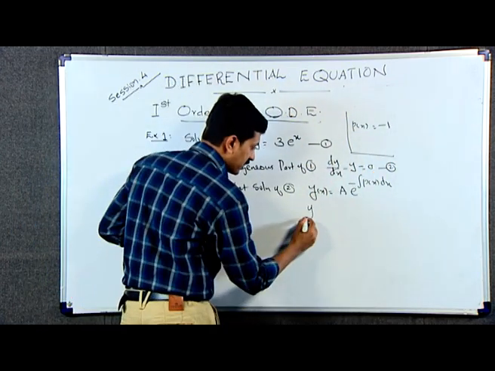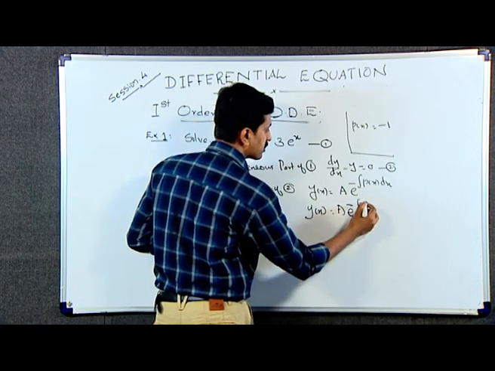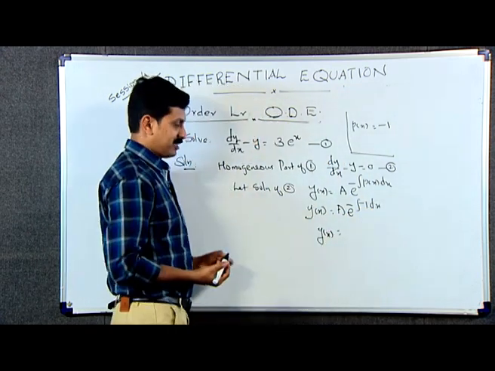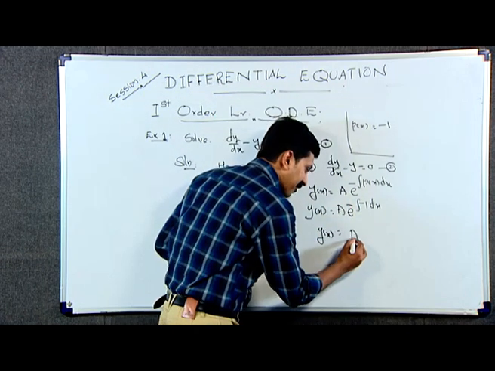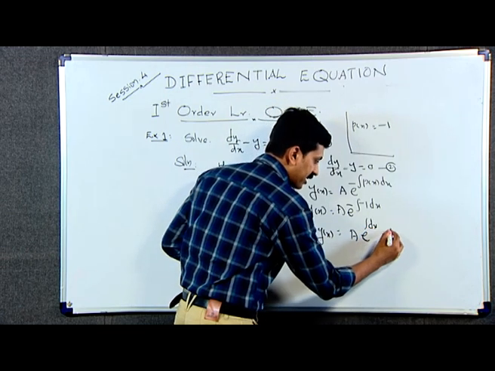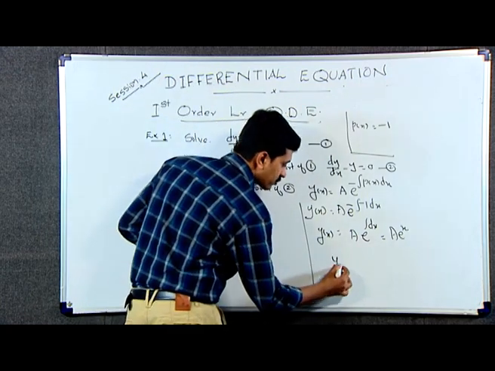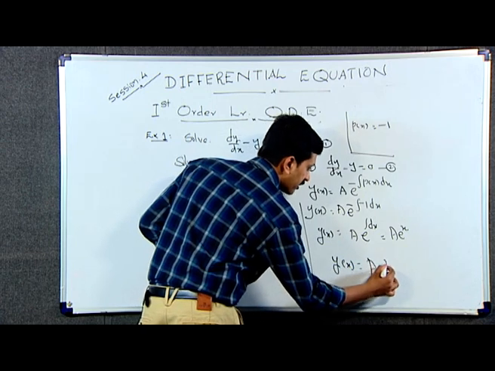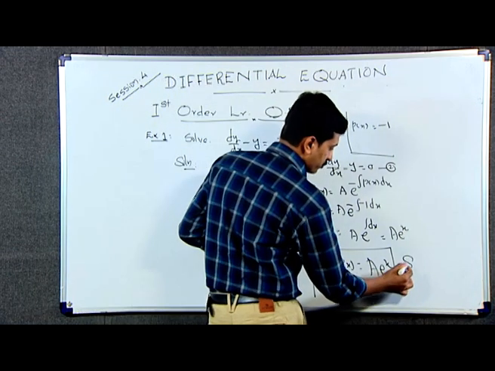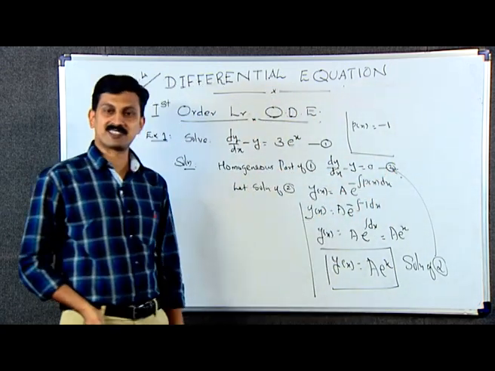So y of x, the solution of the homogeneous part, is a e raised to minus integral of minus 1 dx. This minus and minus make a plus. Therefore a e raised to integral dx equals a e raised to x. So for the homogeneous part we have the solution y of x is equal to a e raised to x. This is the solution of 2, where 2 is the homogeneous part.